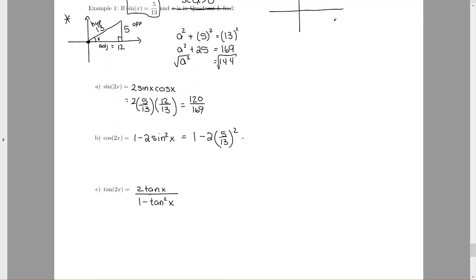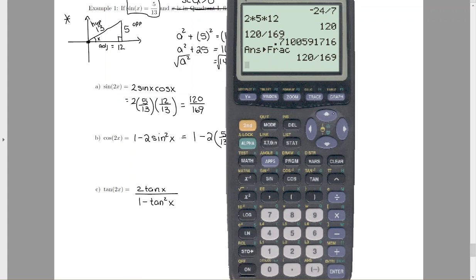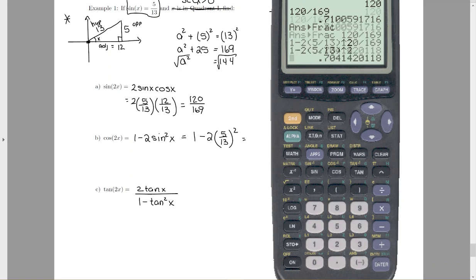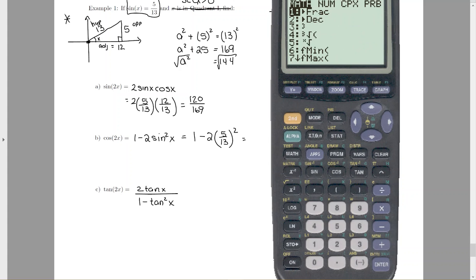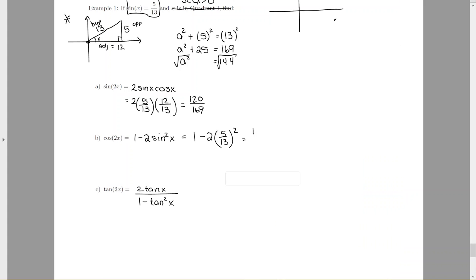So again, if you're not keen on order of operations, or you're not sure what you're doing there, use your calculator, and you can type it all in, and then just do math, enter. So 1 minus 2, parenthesis, 5 divide 13 squared. All right, hit the go button, and then do math, enter, and I get 119 over 169. So 119 over 169.